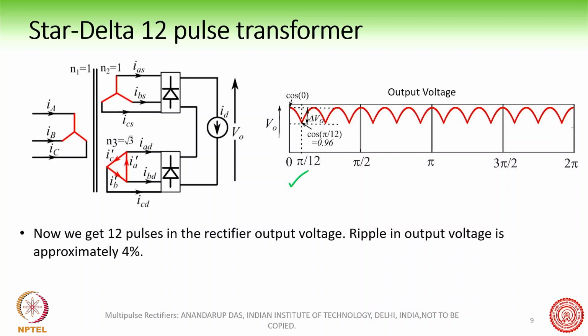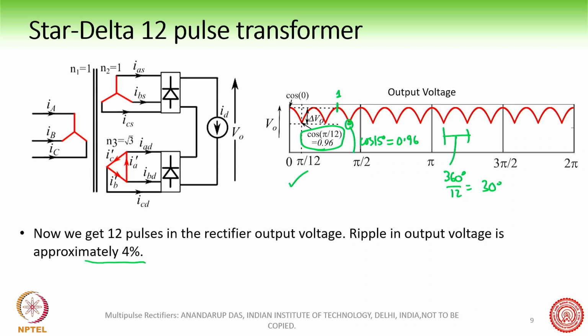If you see it carefully now, because there are 12 pulses spanning over 360 degrees, the width of each of these lobes will be equal to 360 degrees by 12, which is 30 degrees. So if this point is 1, this point here will be cos 15 degrees, and cos 15 degrees is roughly equal to 0.96. This is what is written here: cos pi by 12, 0.96.